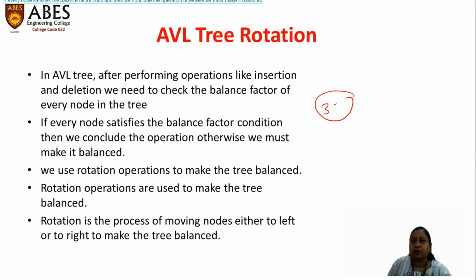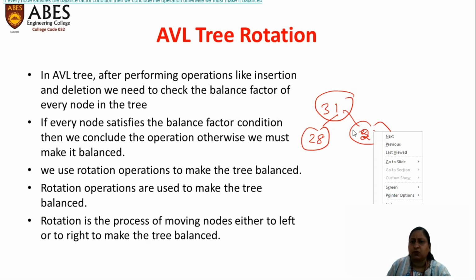If I have a node 31, here I have a node 28, and here I have a node 27. Okay, 32. I have node 32. Again, I'm inserting a node 33. Now let's calculate the balance factor. 0 and 1. Height is this 0, 1, 2. That is 1 minus 2.